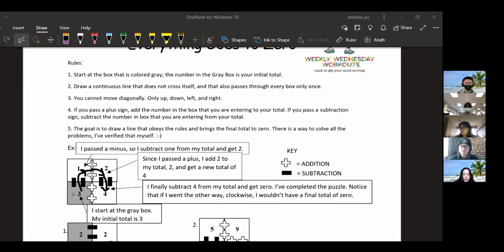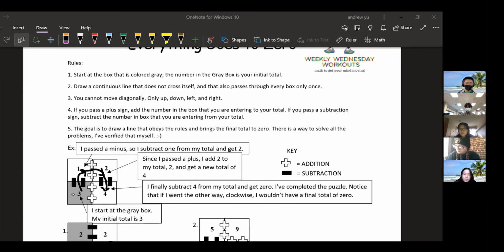When you move to another box, you're going to pass either a plus sign or a minus sign. Whichever one you pass lets you know whether you're going to add or subtract. Your end goal is to go through all of the boxes, adding and subtracting all of the numbers in those boxes, to get to a final number of 0. Looking at the example, we start with the gray box, which has a number of 3. And you can move either up or to the right.